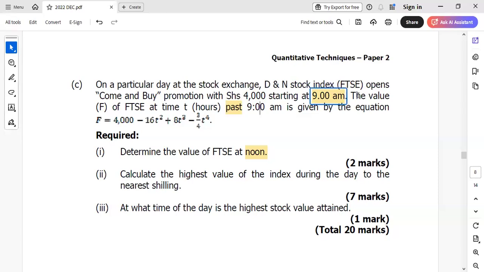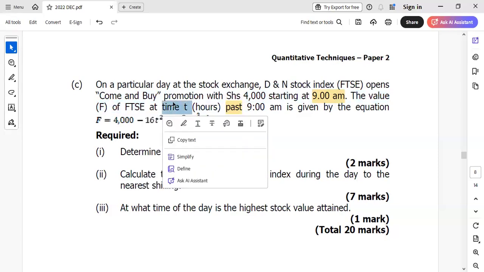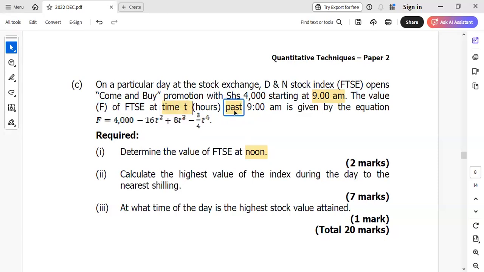Here they are telling us the value of t at time t. Are you seeing that? At time t, past what? Past 9. So if they say past 9 a.m., it means that 9 is not inclusive. So the value of t past 9 is this one.